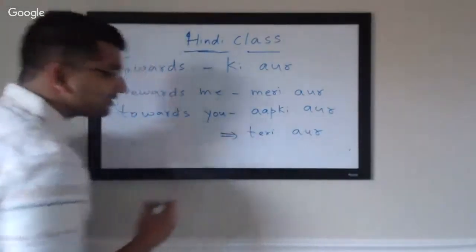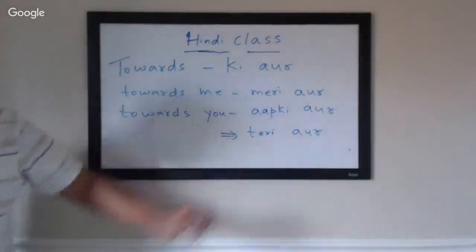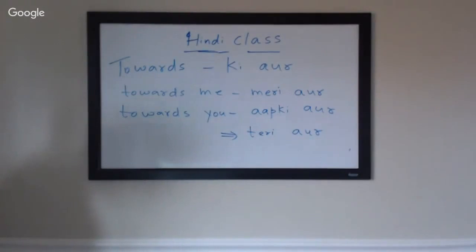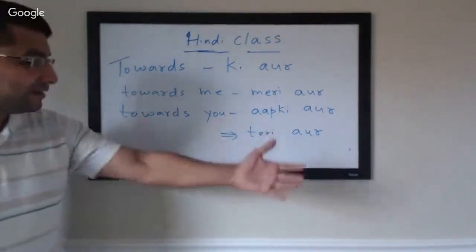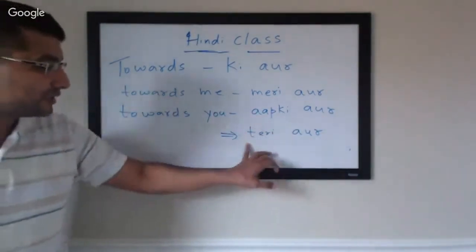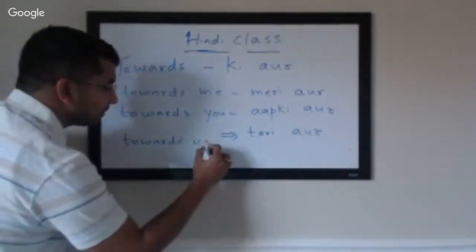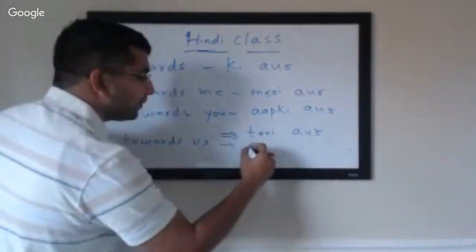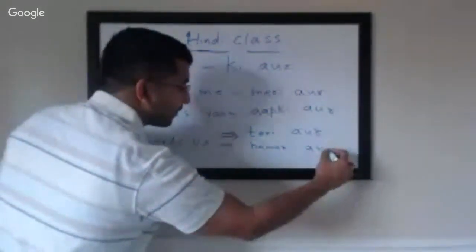For those of you who are fans of Hindi songs, there is a very famous song, Teri Aur. You can YouTube it and you'll find it. Pretty much the girl is saying that I'm attracted towards you, or I'm coming towards you. So that's Teri Aur, right? Towards us is हमारी ओर.